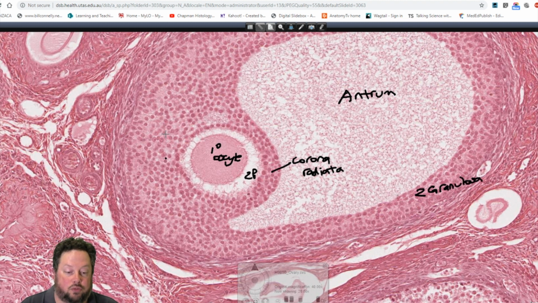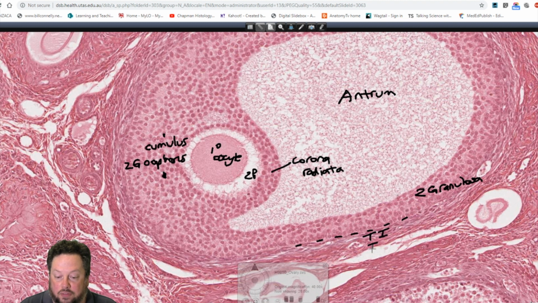And here, this region here, this is known as the cumulus oophorus. So the cumulus oophorus sort of attaches the corona radiata to the zona granulosa, if you like. There'd be a basement membrane here, and then we've got our theca interna cells and theca externa external to that.